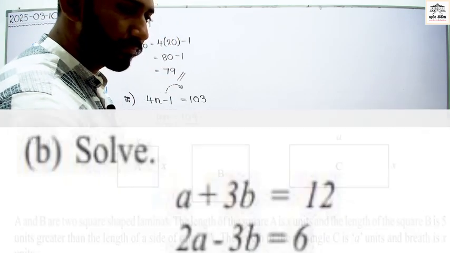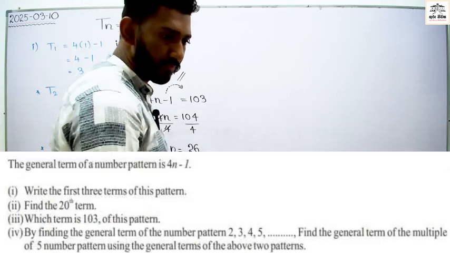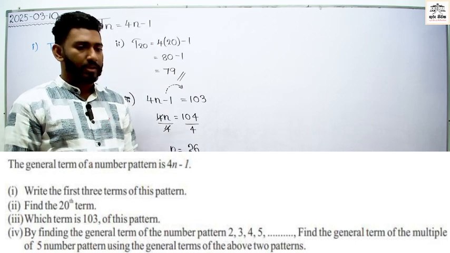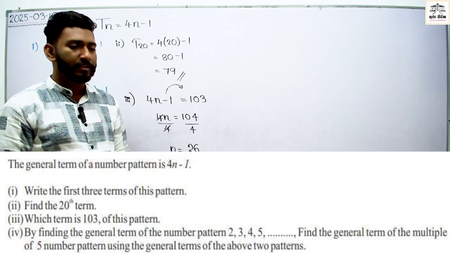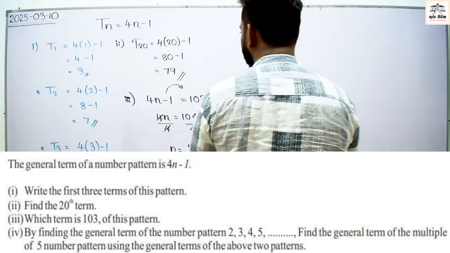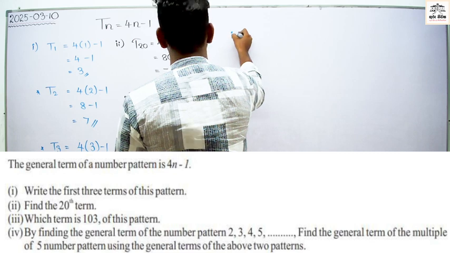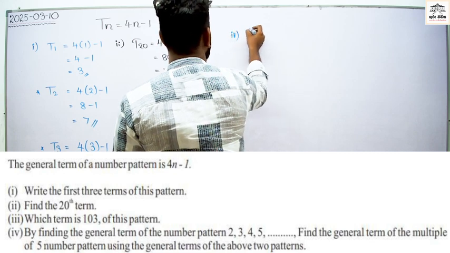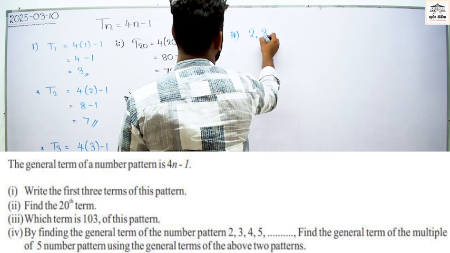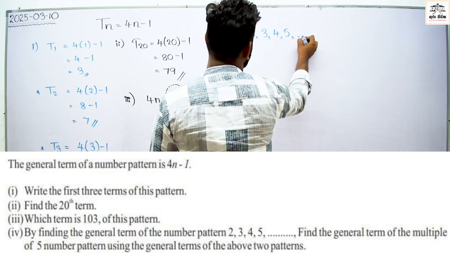Now look at this. By finding the general term of the number pattern 2, 3, 4, 5.